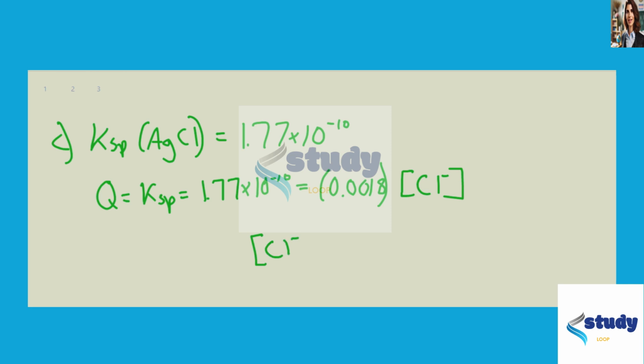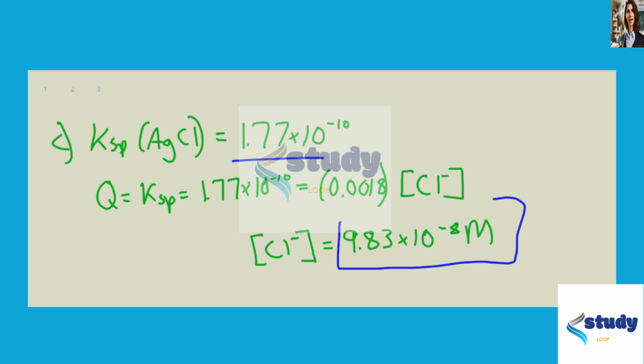And so when we divide both sides by 0.018, we get 9.83 times 10 to the minus 8 molar. So since our compound has a low KSP, we need very little chloride to start precipitating the silver chloride.